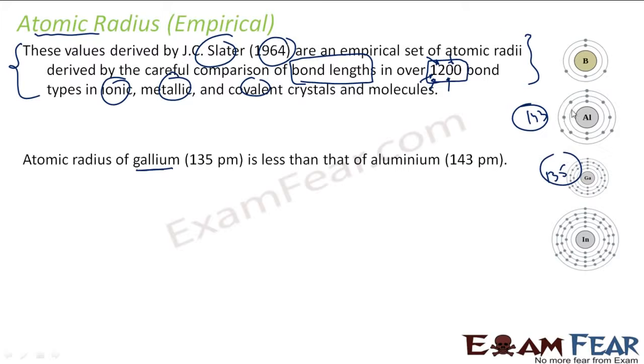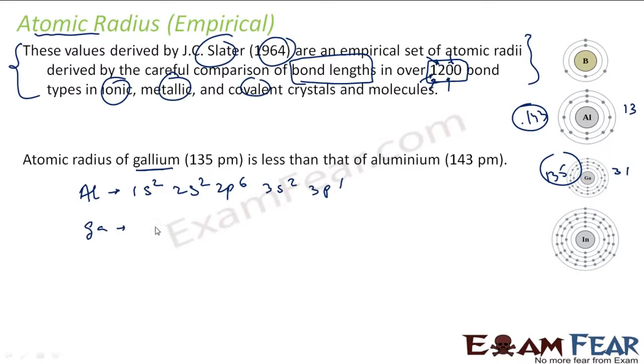So there was a break in the trend. Let's see why this size is less. Let's first try the electronic configuration, because that gives a good picture of what the atom is. If you see, aluminium's atomic number is 13 and gallium's is 31. So aluminium is 13, let's write the electronic configuration. It is 1s2, 2s2, 2p6, 3s2, 3p1.